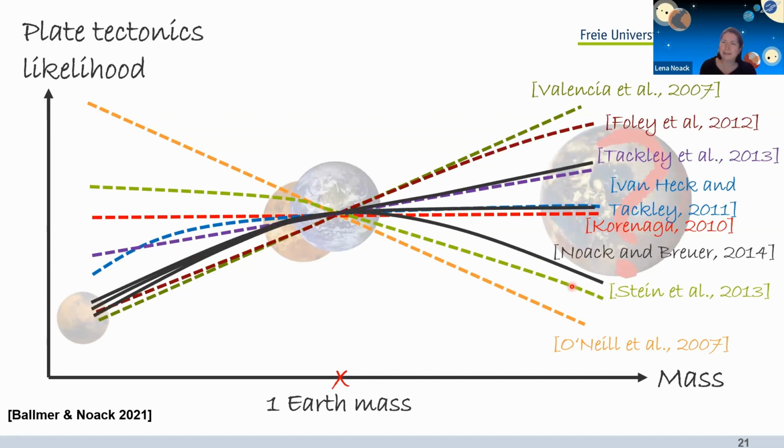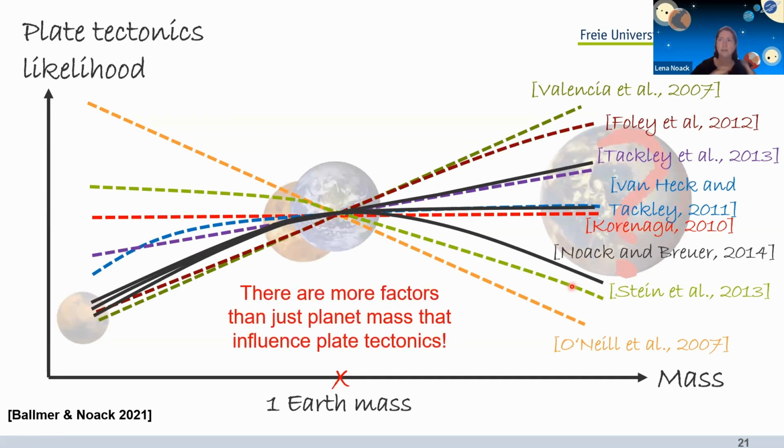You may think that these don't agree with each other, but the problem is that there are so many more factors that influence whether you have plate tectonics or not, and not the mass alone, that depending on what kind of assumptions we use in each of these studies, we actually get different trends. So let's just say it this way: it's not only the mass that matters, so we cannot yet predict the chances of an exoplanet having plate tectonics.